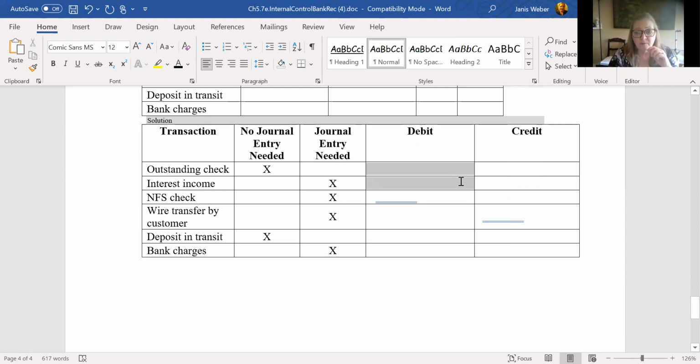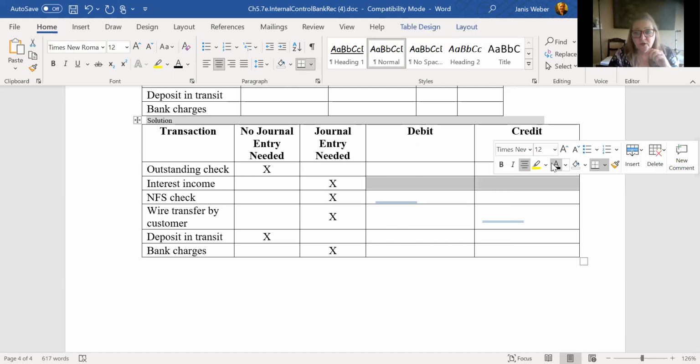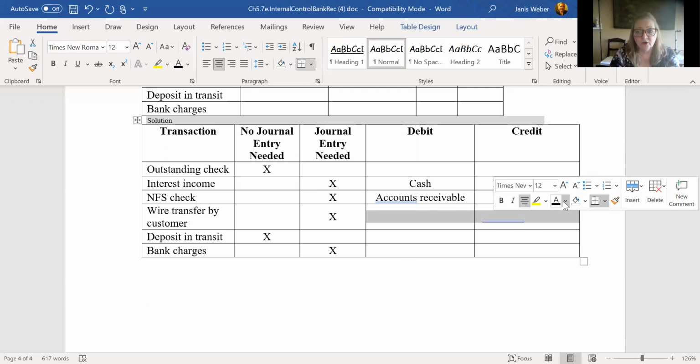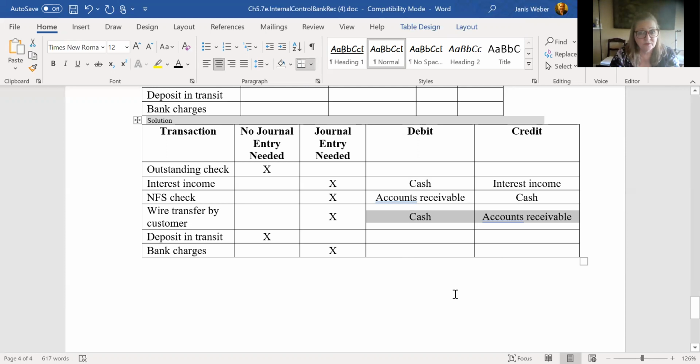And so the accounts that we're going to use whenever we see that a journal entry is needed: for interest income, we're going to debit cash, credit interest income. Now for the NSF check, we're going to credit cash. We're going to debit the receivable account because that customer is going to have to still give us that cash. We are going to bill them again. And then for the wire transfer, we're going to debit cash. We're going to credit that customer's accounts receivable, say paid a payment.